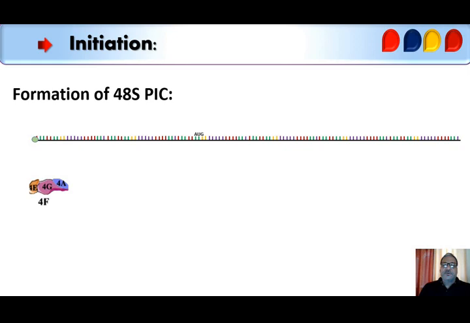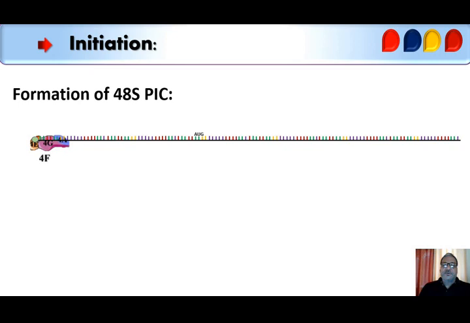43S initiation complex. Here, initiation factor 4F complex is formed by the association of initiation factor 4G, initiation factor 4A, and initiation factor 4E. So all these result in formation of this initiation factor 4F. Now this initiation factor 4F, which is referred to as the cap binding protein, because this binds with cap at the 5' end, which is the common feature we see in the eukaryotic mRNA.